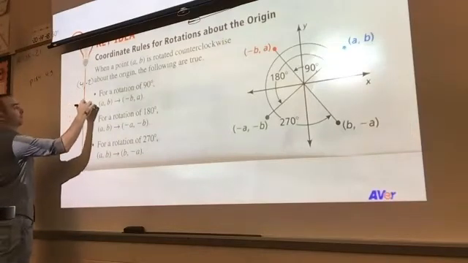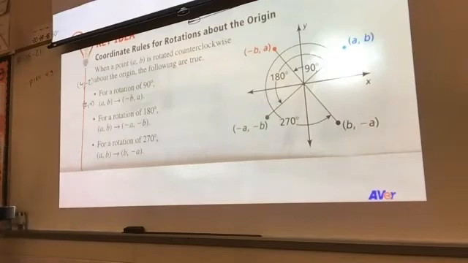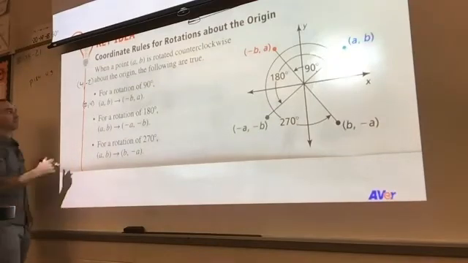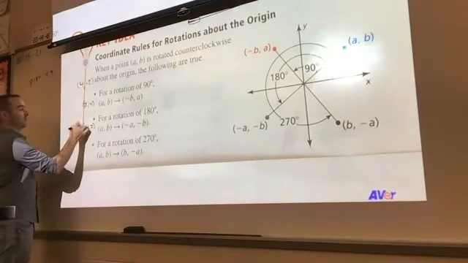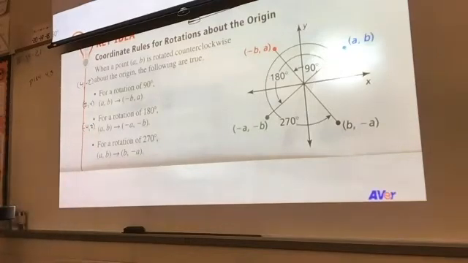(2, 4). There you go. (2, 4). Switch them. My new X becomes the opposite. Okay, how about for 180 here, Jackson? (-4, 2). They stay in the same place, but they both become opposite. Okay, and then for 270, we have 270.